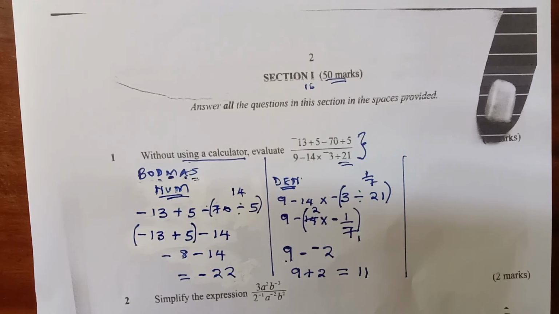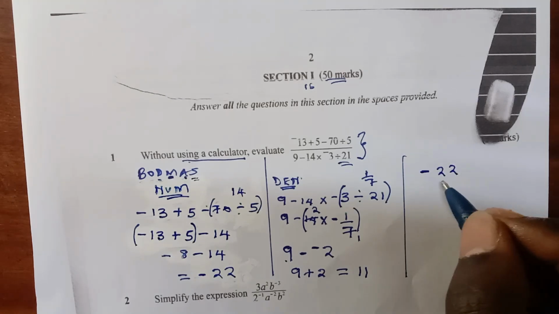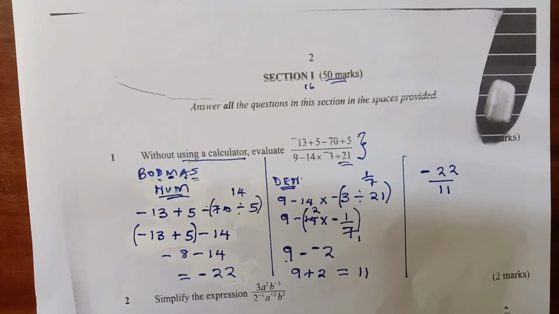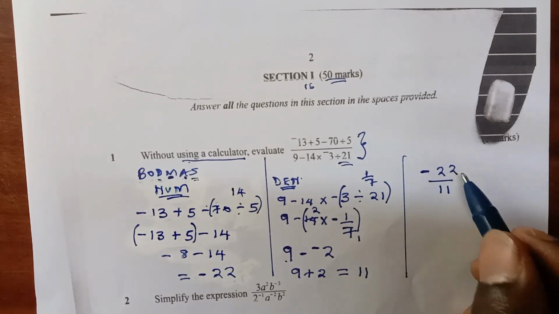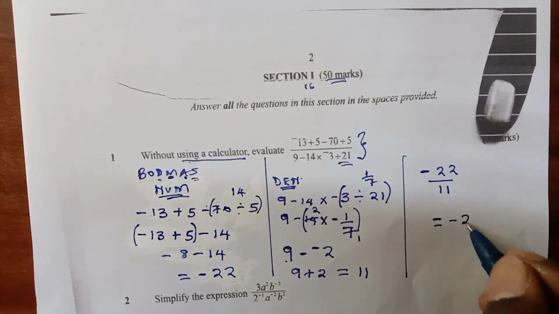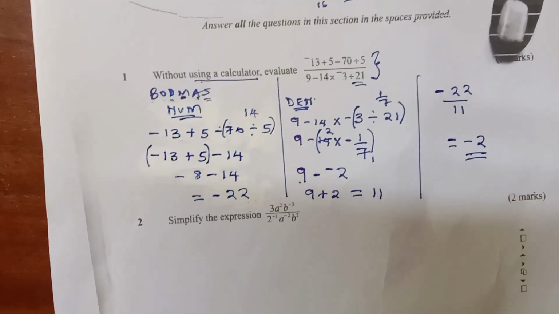We go ahead and combine the numerator and the denominator. The numerator is negative 22 and the denominator is 11. By easy division, negative 22 divided by 11 translates to negative 2. So that's how question 1 was supposed to be evaluated. We'll go ahead and look at question 2.